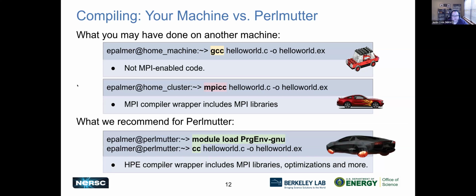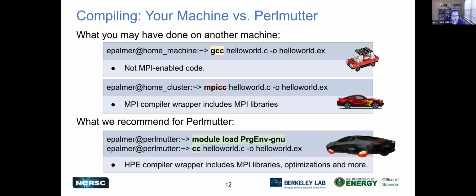Now, what you may have done on other machines isn't necessarily going to work on this system because HPE uses something called compiler wrappers, which include all of the things in your module environment and some things that maybe you wouldn't know to include in your normal code. So if you use just regular GCC to compile your software, you might not get the MPI. And if you use mpicc to compile, the wrapper might not include other things that are in your environment.